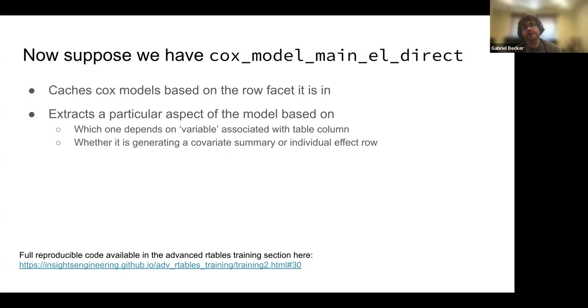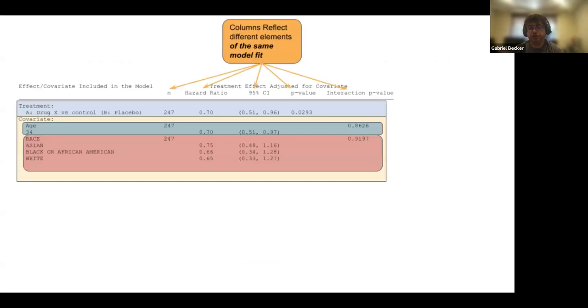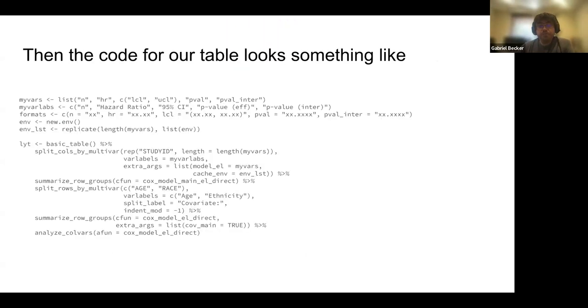And then the other thing that it's going to do is it's going to extract a particular named aspect of the model, which are these things that we have across the top. So either the N or the hazard ratio, confidence interval, the p-value or the interaction p-value. Okay. Then our table ends up being something like this.